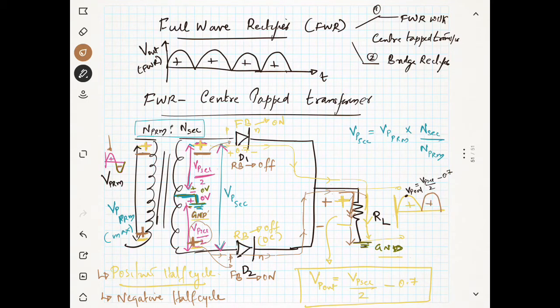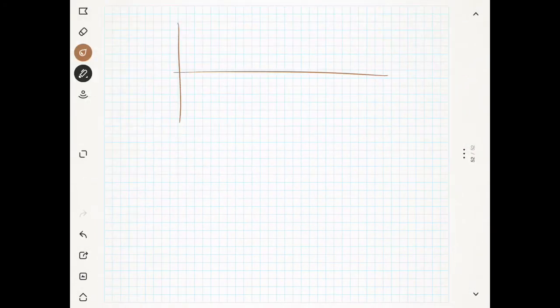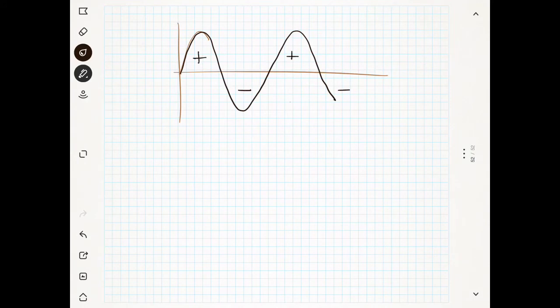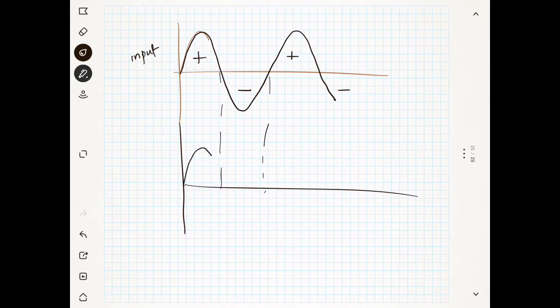Again you are getting positive. That means you are always getting positive, but the input was changing. This was your input. The input was positive and negative, but you are getting only positive at the output. So this is known as the full wave rectifier. That means you have an input which is positive, negative, positive, negative, like this. Okay, this is your input, and your output is something like you have always positive.